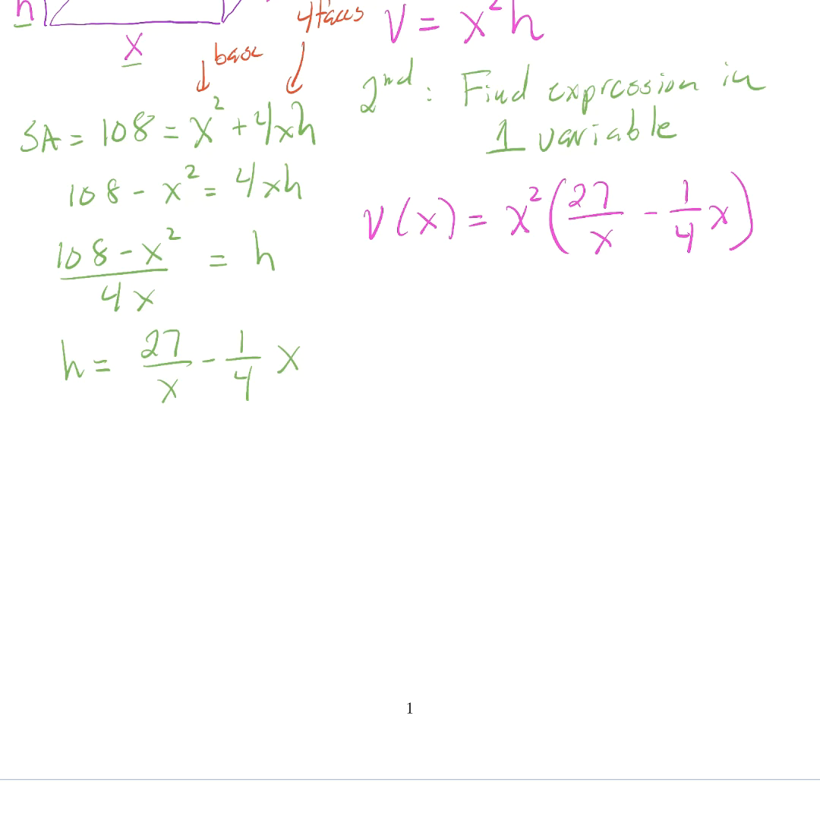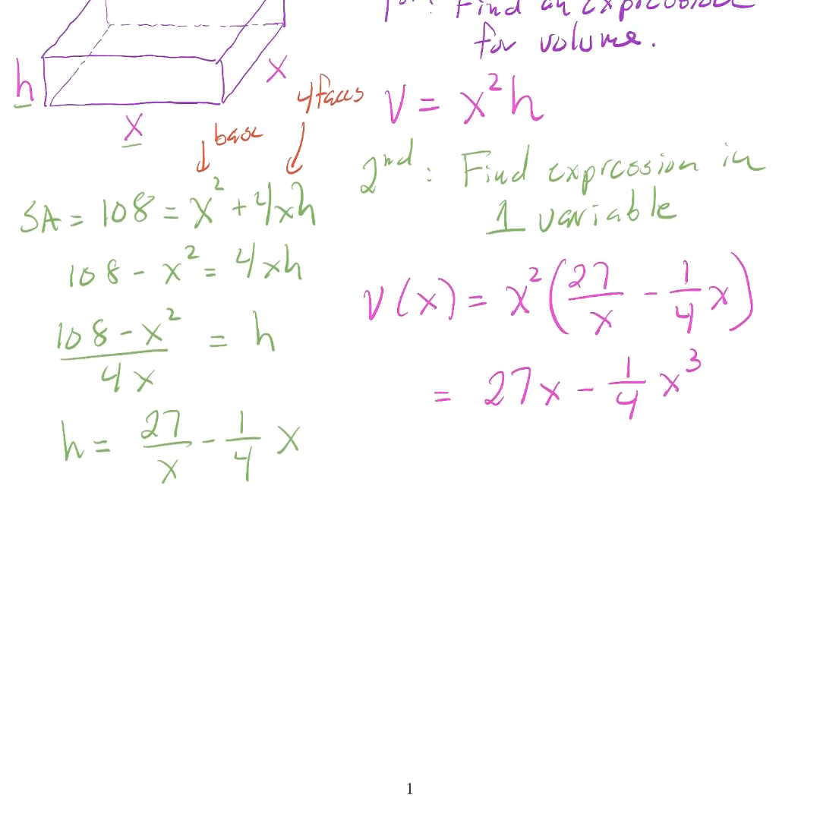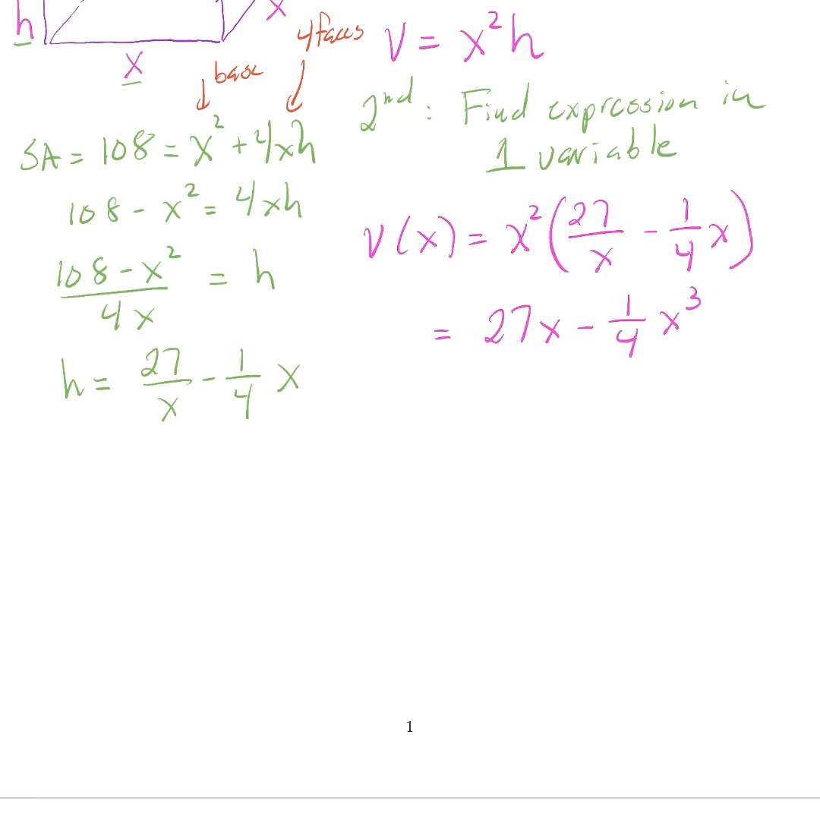Okay, so we can simplify this thing a little bit. So then the volume is, this looks like 27x minus 1/4 x cubed when we distribute. Okay, there's the volume as a function of just the dimensions of the base of this open box. And now we want to find which value of x will maximize. So the maximum is going to occur when the derivative is equal to 0.